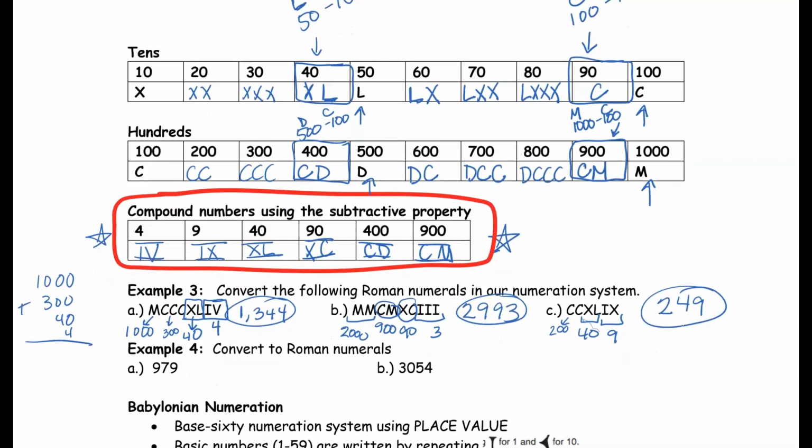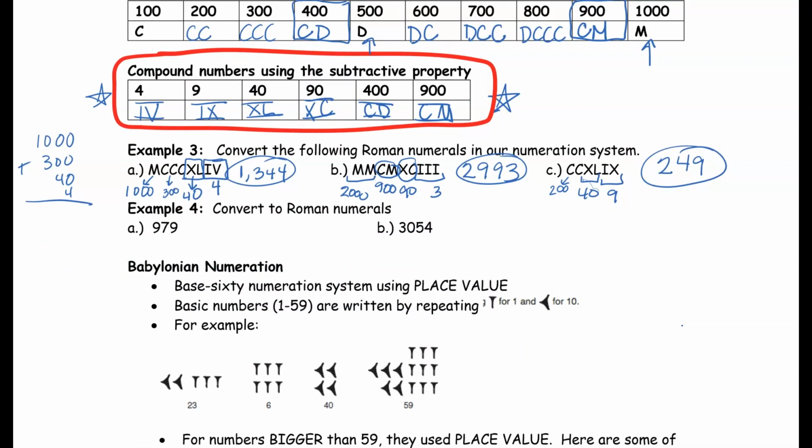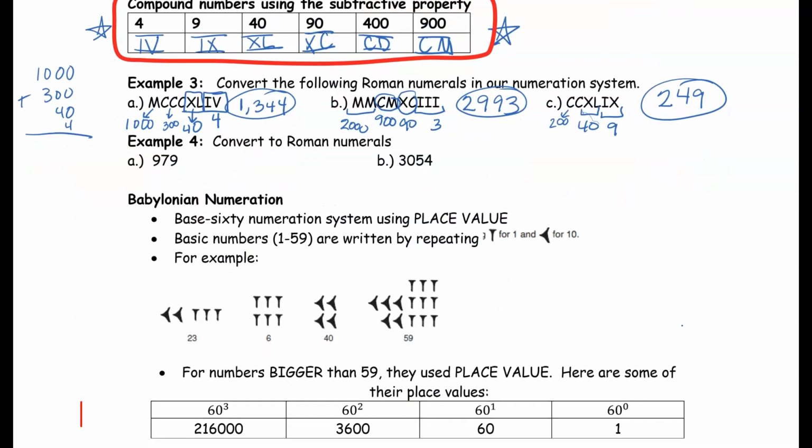So now I'm going to go backwards. For example 4, now I've got the number, and I'm going to write it using Roman numerals. So 979. So if I break that up, I'm just going to break it up. This is called expanded form. We'll talk about this a little bit later. 900 plus 70 plus 9.